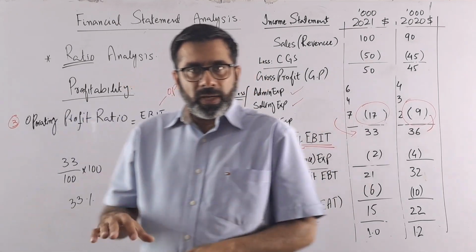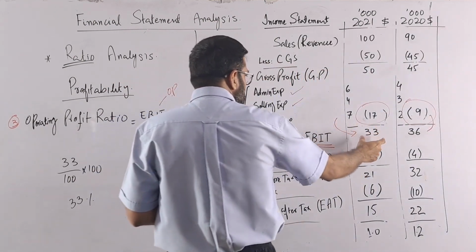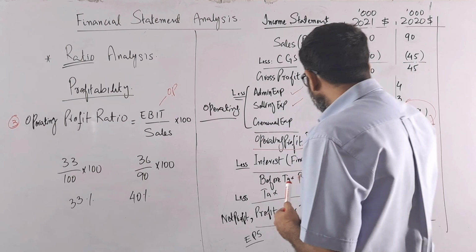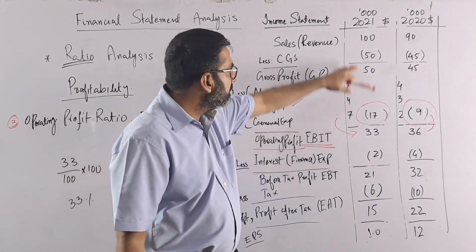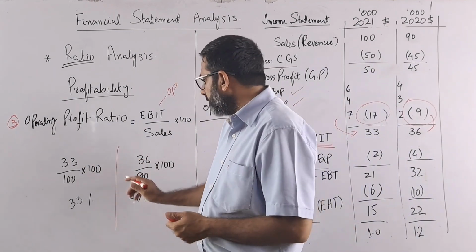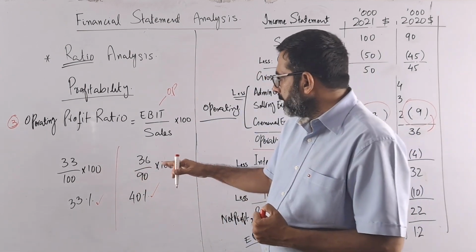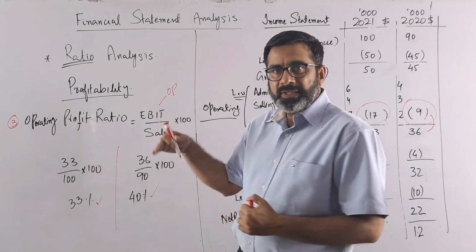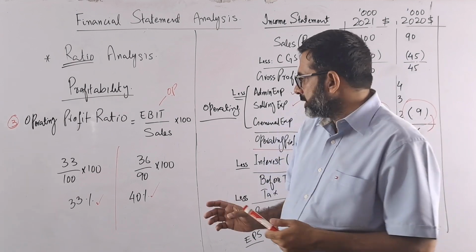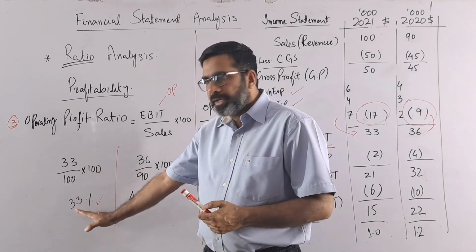Now, if we use the calculations here, last year the operating profit was 36 divided by 90. This year the operating profit is 33 and the sales are 100. If we do the calculations, we see it is 40% and 33%. So again the issue is that the amount of sales improved and the gross profit improved, but the percentage of the operating profit reduced from 40% to 33%.